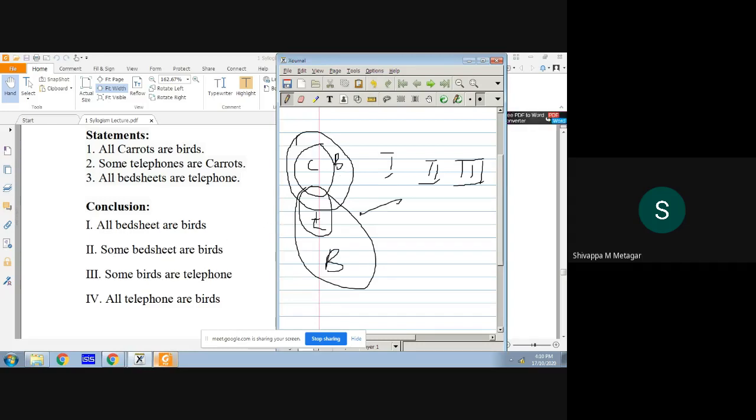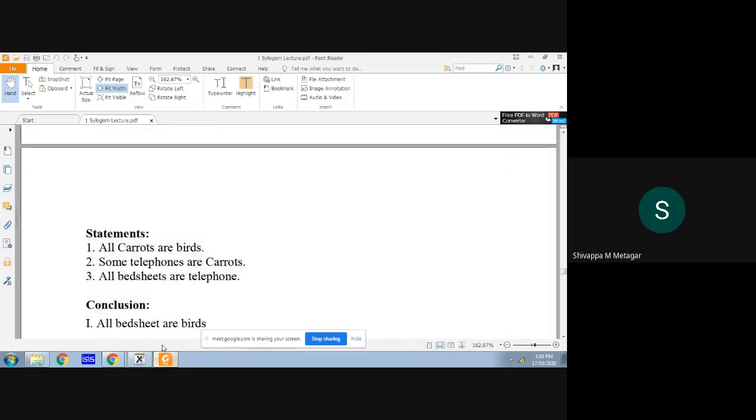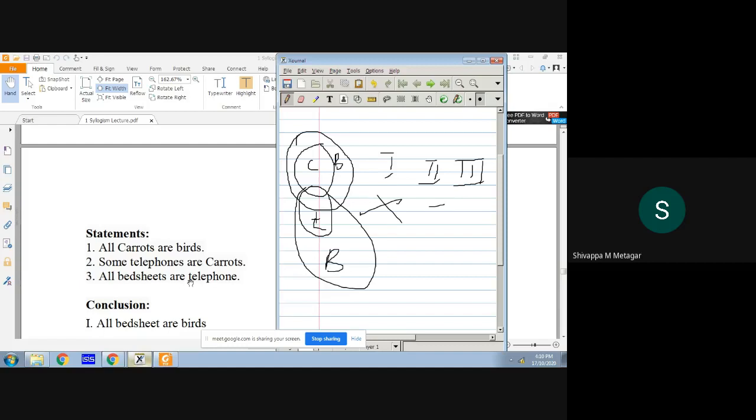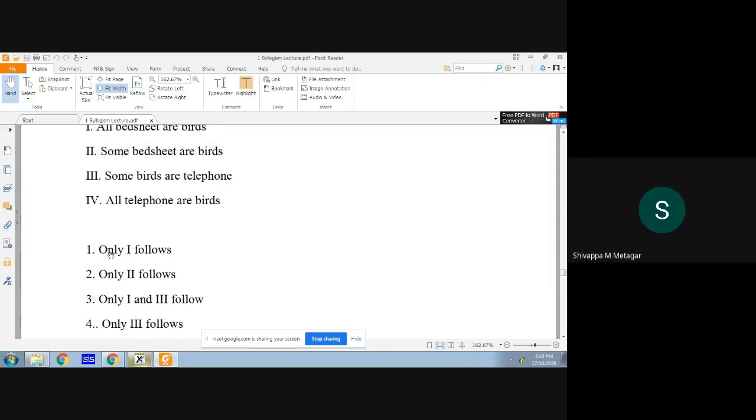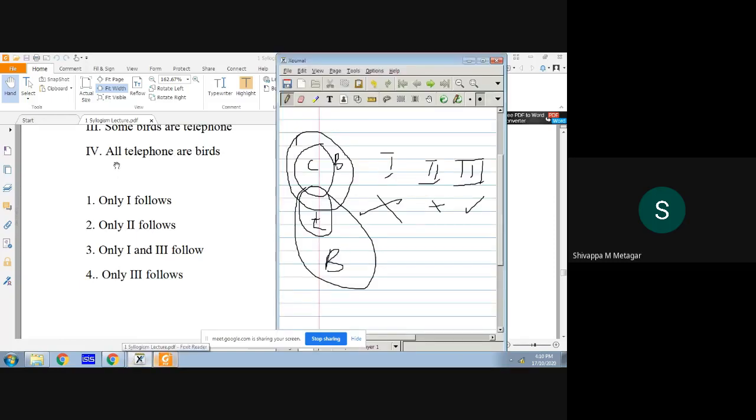Now, all bed sheets are birds. All bed sheets, no. Second, some bed sheets are birds. And then all bed sheets are telephones. The third one is right, the rest are no. Here conclusion 1 alone is no, 2 alone is no, 1 and 3 is also not possible. Only the third can follow as the right answer, because all telephones are birds, since telephones are inside the birds part.